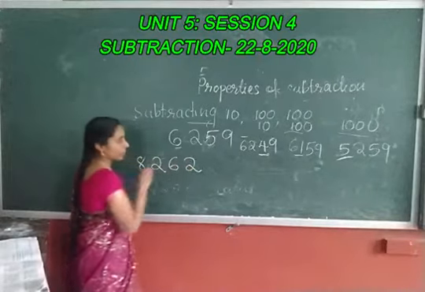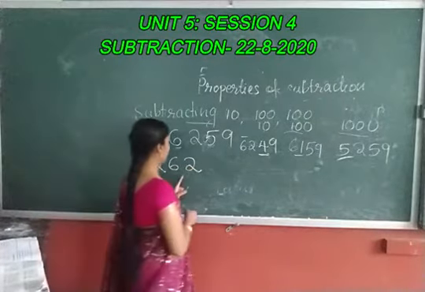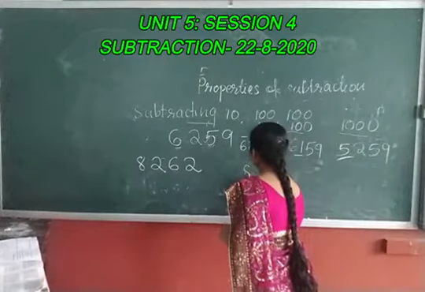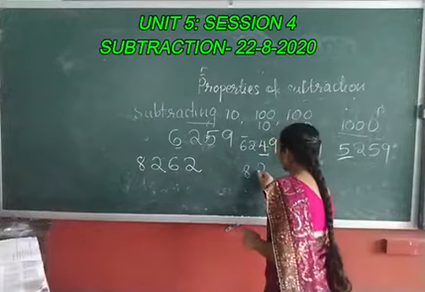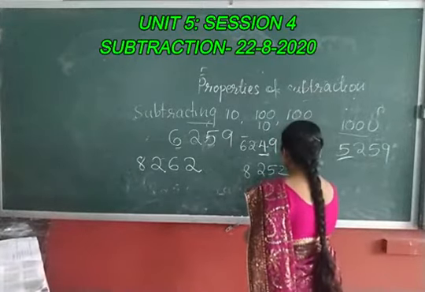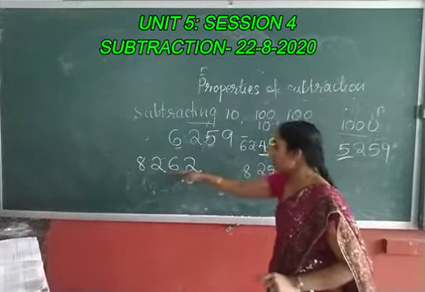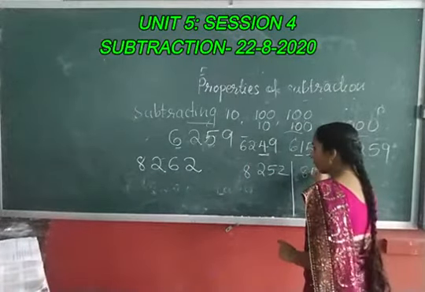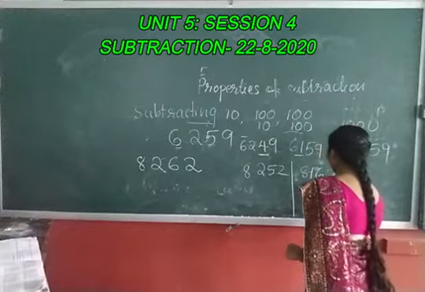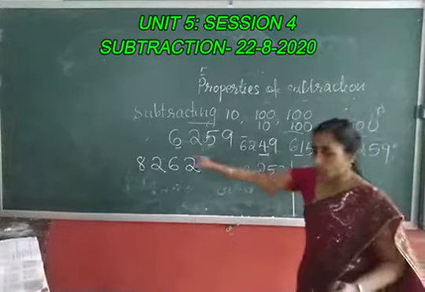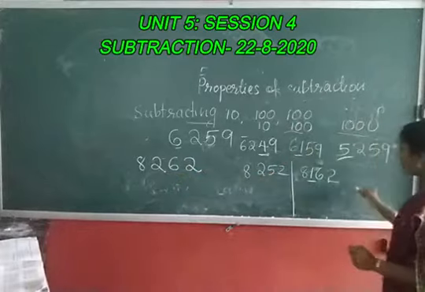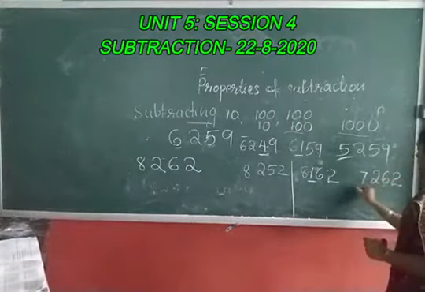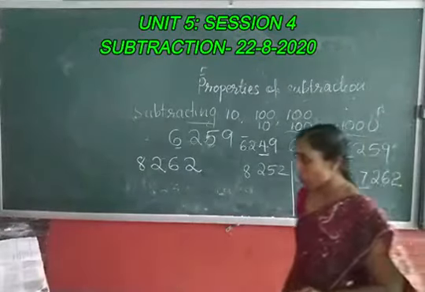8,262. Subtraction by 10: the tens place will decrease. 8,252. Okay. Then subtraction by 100: the hundreds place will decrease. 8,162. Subtraction by 1,000: the thousands place will decrease. 7,262. Okay. Next one.